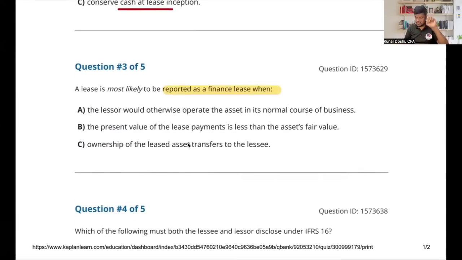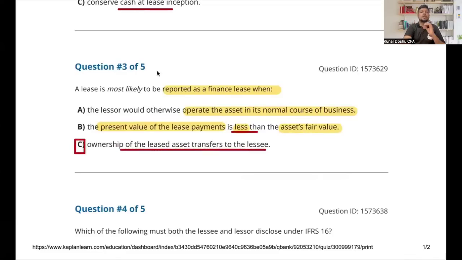Remember, there are 5 conditions. Any of the conditions you meet. The lessor would otherwise operate the asset in a normal course of business. We didn't study anything like this. The present value of the lease payment is less than the asset's fair value. No, it should be more than the asset's fair value, not less. So this is wrong. Ownership of the asset transfers to the lessee. Yes. So condition number 3 is in fact the first condition, right? Either it should be transferred or the lessee should have the choice to buy the asset and he or she exercises it.